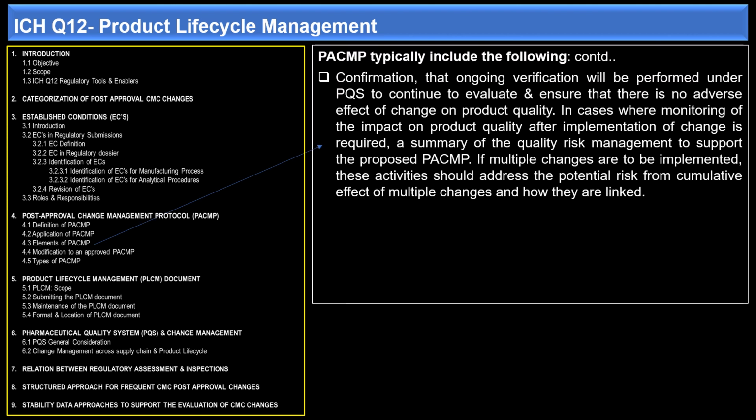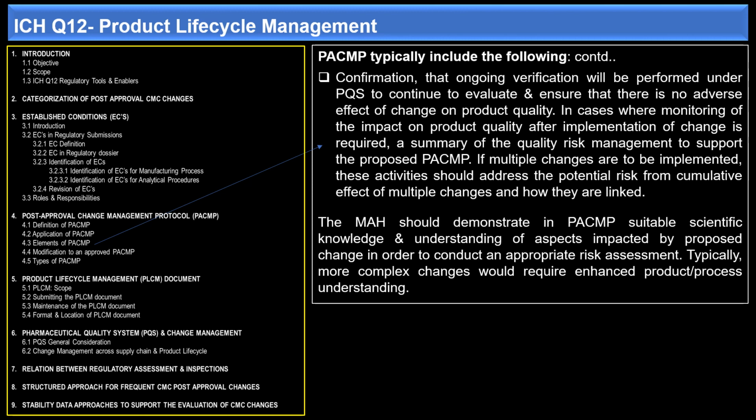It also includes confirmation that ongoing verification will be performed under the pharmaceutical quality system to continue to evaluate and ensure that there is no adverse effect of the change on the product quality. In cases where monitoring of the impact on product quality of a change is required, a summary of the quality risk management is supported to be proposed with the change management protocol. If multiple changes are to be implemented, these activities should address the potential risk from cumulative effect of multiple changes.